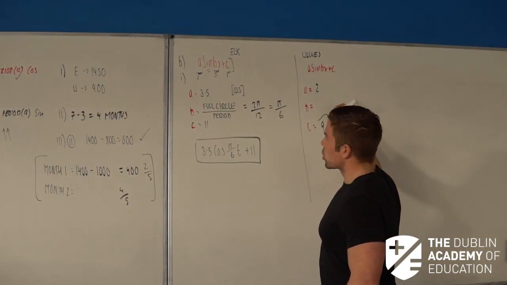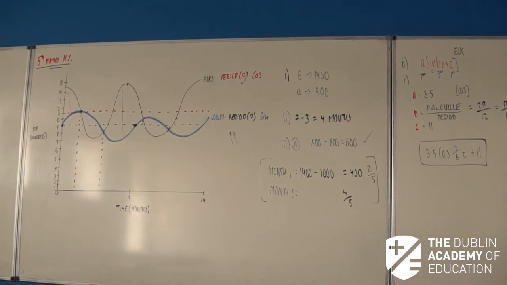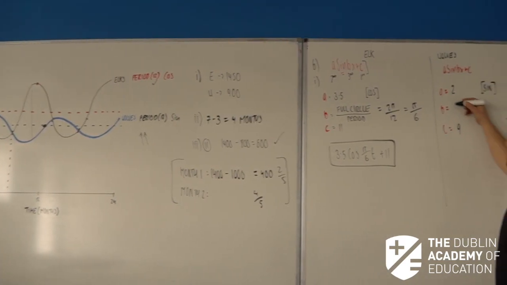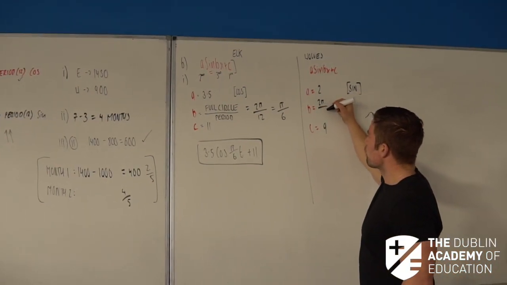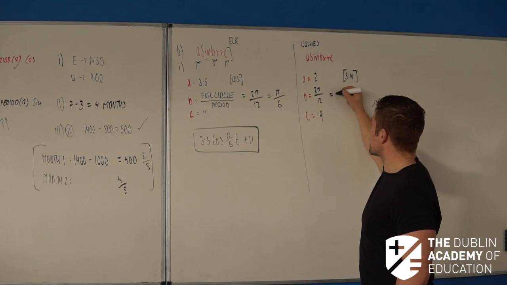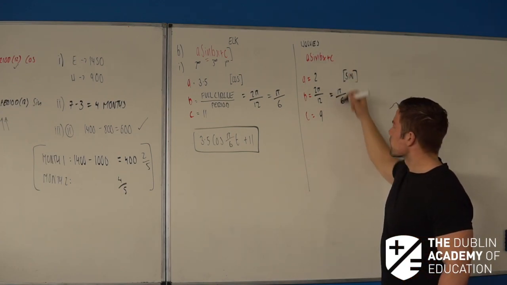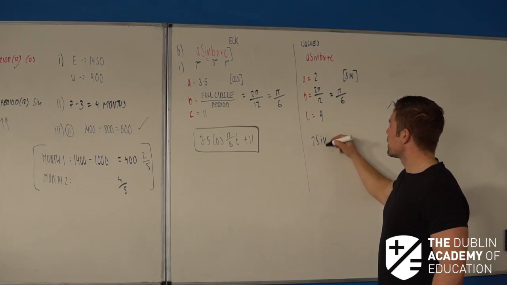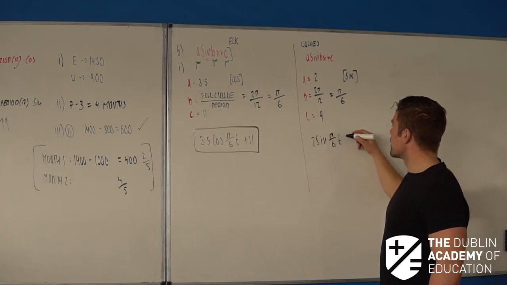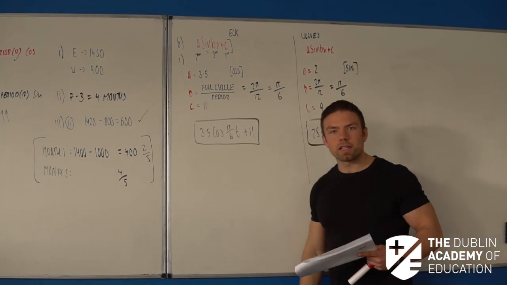Grand. Our shape, well, we actually said our shape was sine, so that's fine. And then b is a full circle, so again 2 pi over the period, which is 12. So they actually have the same b here. Grand. And then we plug it back into this here. So 2 sine pi over 6 t plus 9. And there we go. And that's that there.